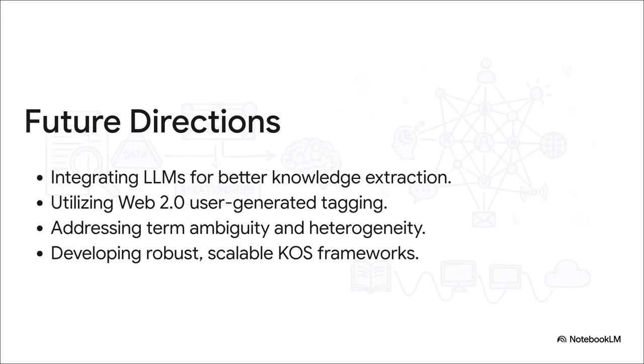Well, by integrating large language models to automate knowledge extraction, so humans don't have to manually code every single relationship. We do it by utilizing collaborative platforms and user-generated tagging to build knowledge collectively, and by developing smarter AI frameworks to handle the messy, inherent ambiguity of human language. Essentially, AI is going to do the heavy lifting of building the semantic web for us.